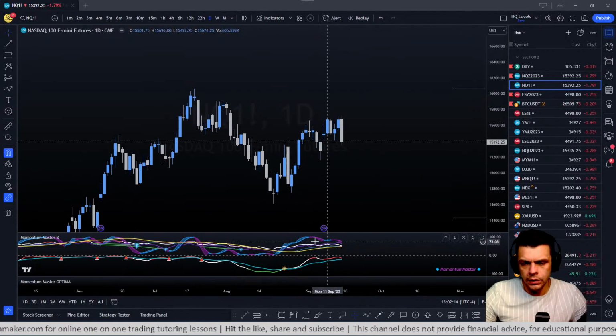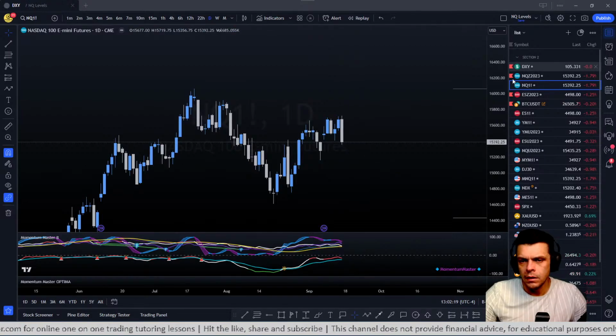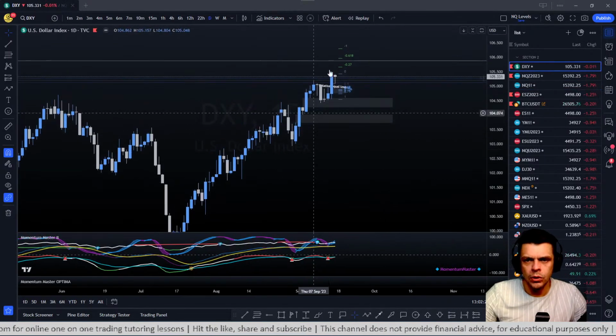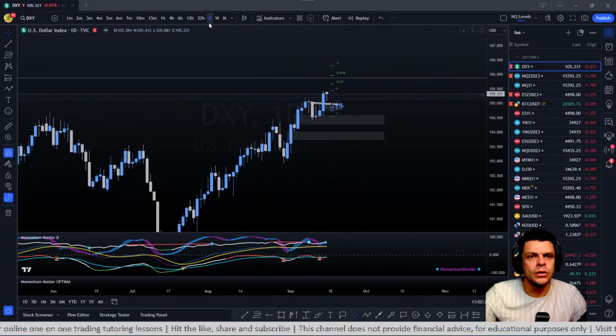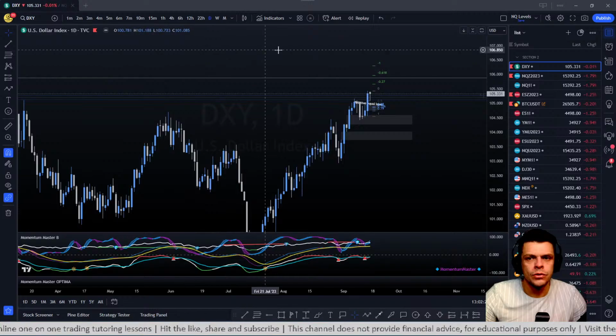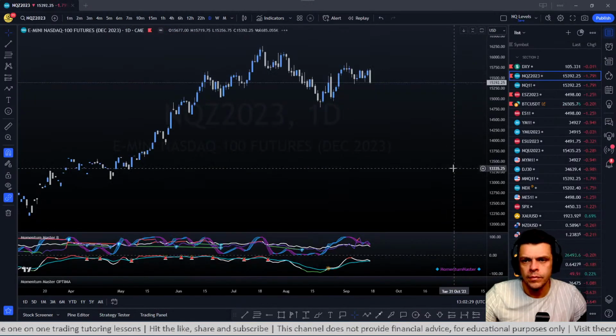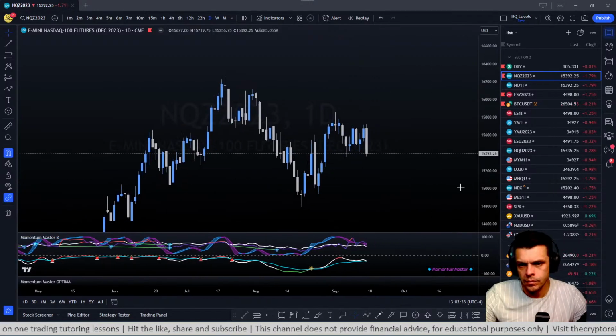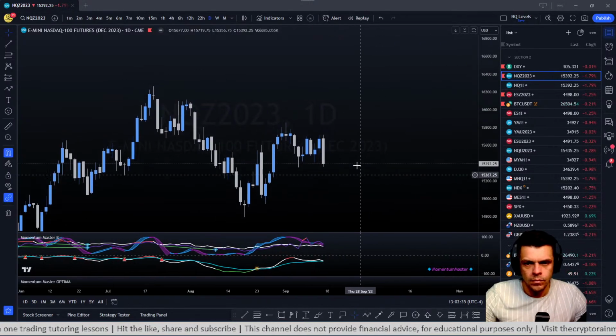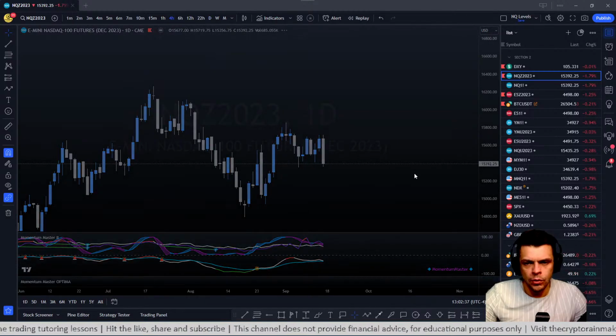Okay, so the daily is suggesting a move to the downside, and that also correlates with what we are seeing on the dollar index. The dollar index is definitely looking bullish, and it looks like it is trying to reach for those highs. Okay, I think I'm going to start on the 4 hour.